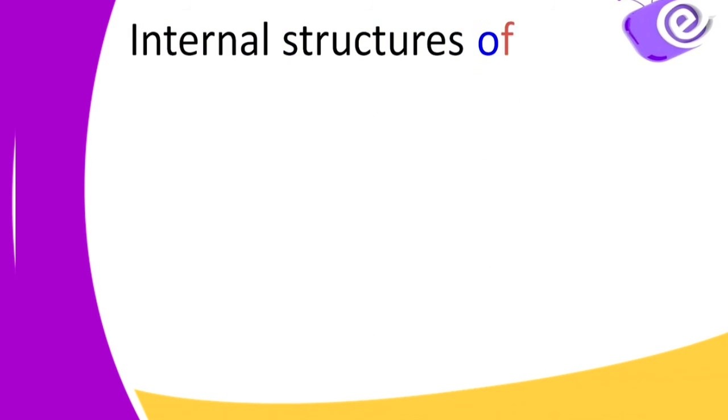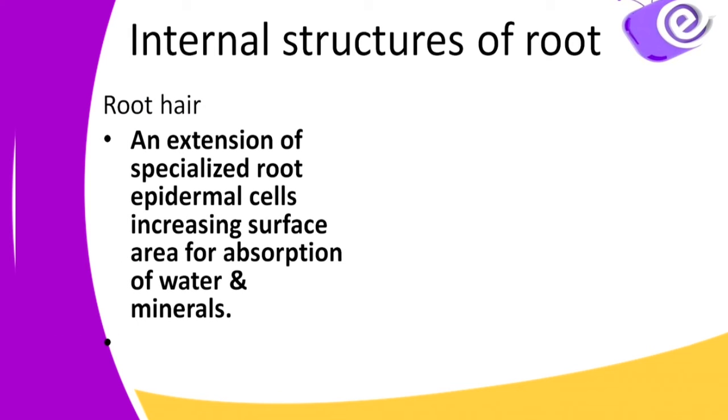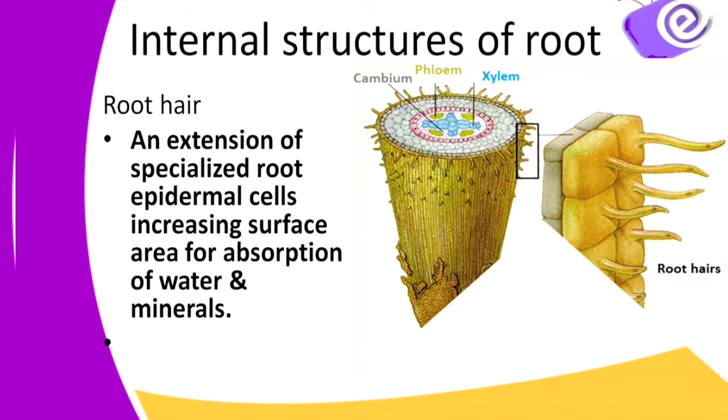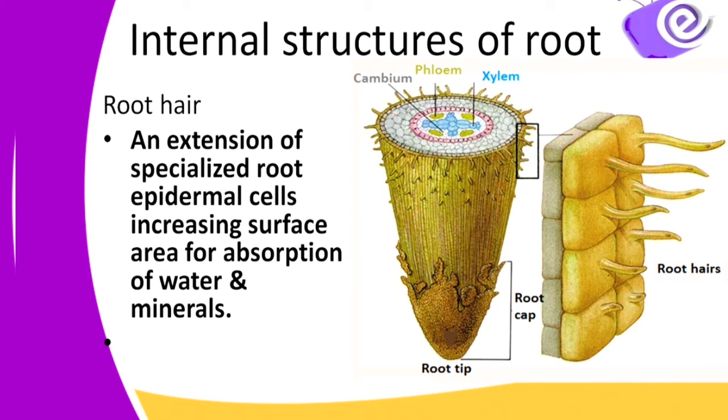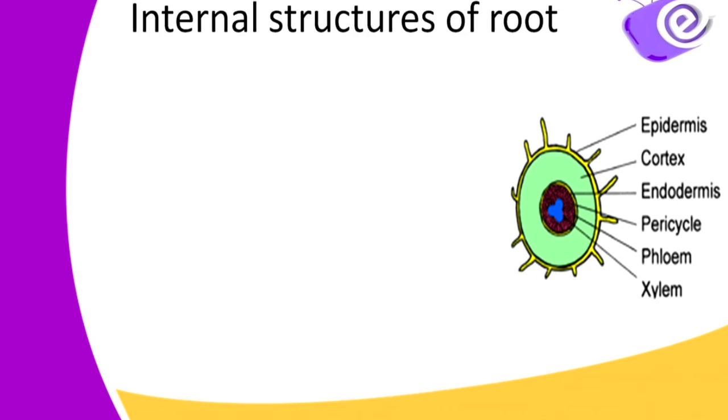Proceeding to the next internal structure of the root, we have what we call the root hair. These are just extensions of specialized root epidermal cells. They increase the surface area for absorption of water and mineral salts. Looking at the structure, you can locate where the root hair cells are. They are the outermost layer, like projections. Proceeding to another internal structure of a root, we have the cortex.